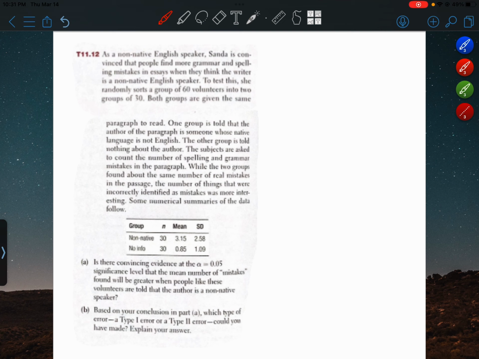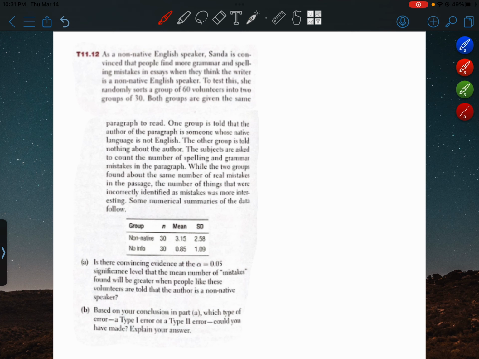One group is told that the author of the paragraph is someone whose native language is not English. The other group is told nothing about the author. The subjects are asked to count the number of spelling and grammar mistakes in the paragraph. While the two groups found about the same number of real mistakes in the passage, the number of things that were incorrectly identified as mistakes was more interesting. Some numerical summaries of the data follow.